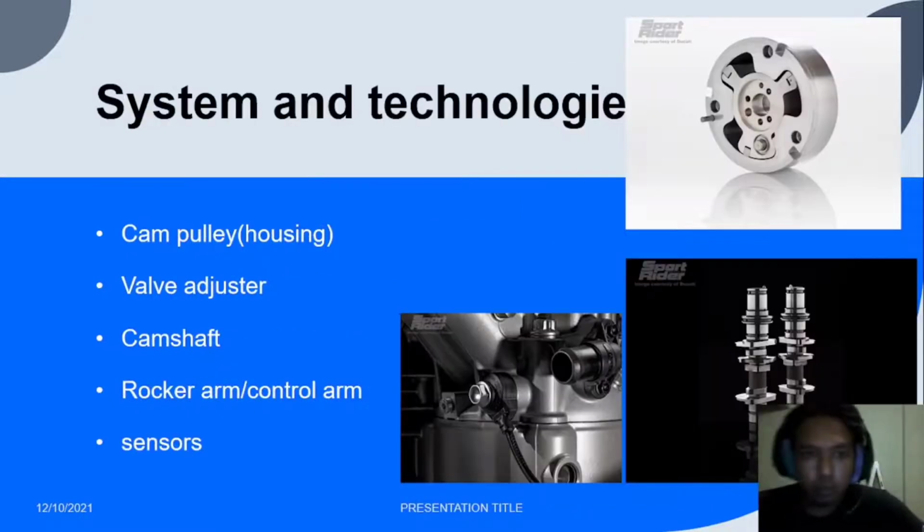What are the system and technologies for the DVT? The system and technologies that DVT has are the cam pulley for the housing, next is the valve adjuster, after that is the camshaft, rocker arm or control arm, and the sensors involved in the DVT. These systems and technologies are needed in order to make the DVT perform well.